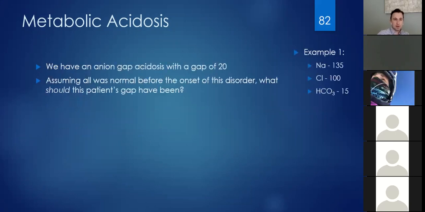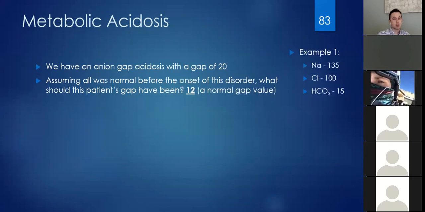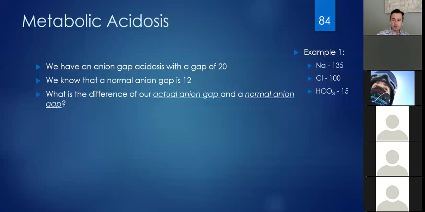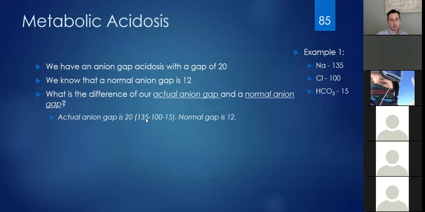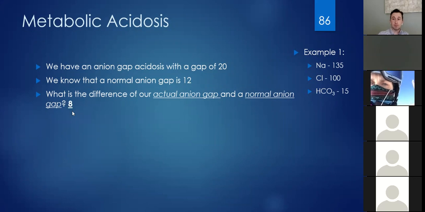So if we have a gap of 20, assuming that all was normal before the onset of this disorder, what should the patient's gap have been? Don't overthink it, it's 12. So before all this started, the patient likely had a normal gap of 12. Now we have a gap of 20. So the first part of delta delta is the difference between a normal gap and your actual gap. What is the difference of our actual anion gap compared to a normal anion gap? It's 20 minus 12. The actual anion gap that we calculated is 20, normal is 12. So the first delta in our delta delta is 8.